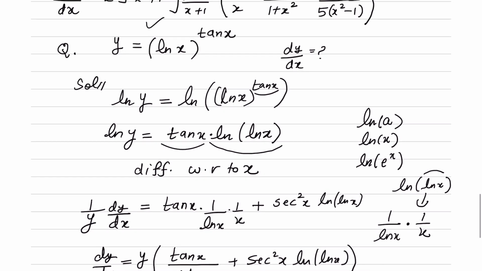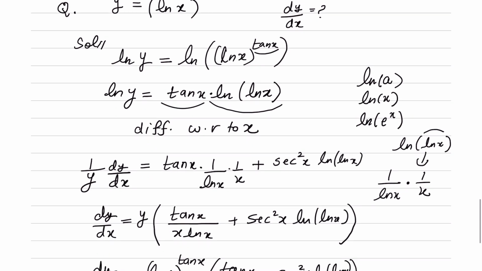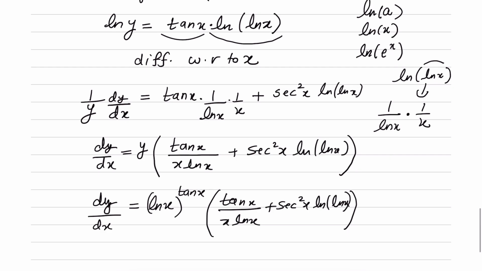That first you take ln on both sides, then use log property to simplify your question, and then find the derivative of that expression with respect to x. So this is called logarithmic differentiation. In the next video you will see that we will try to further find the derivative of the function by applying the log properties.